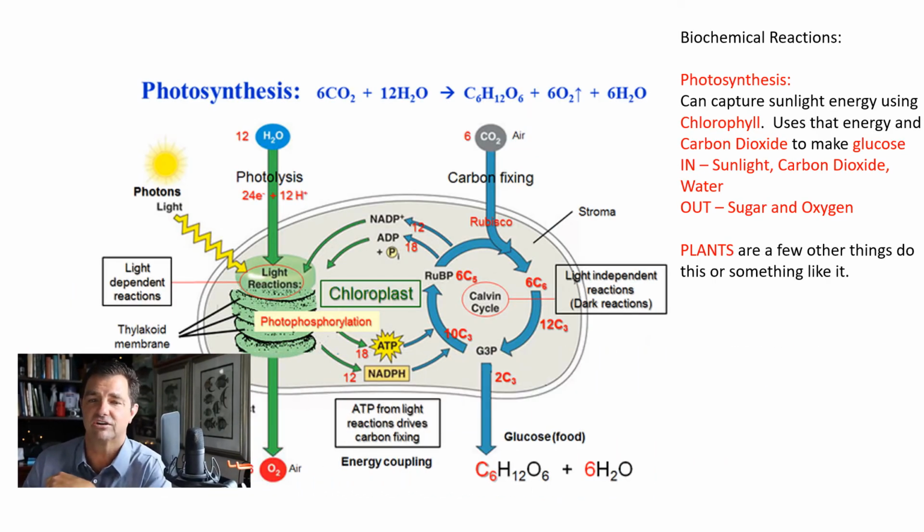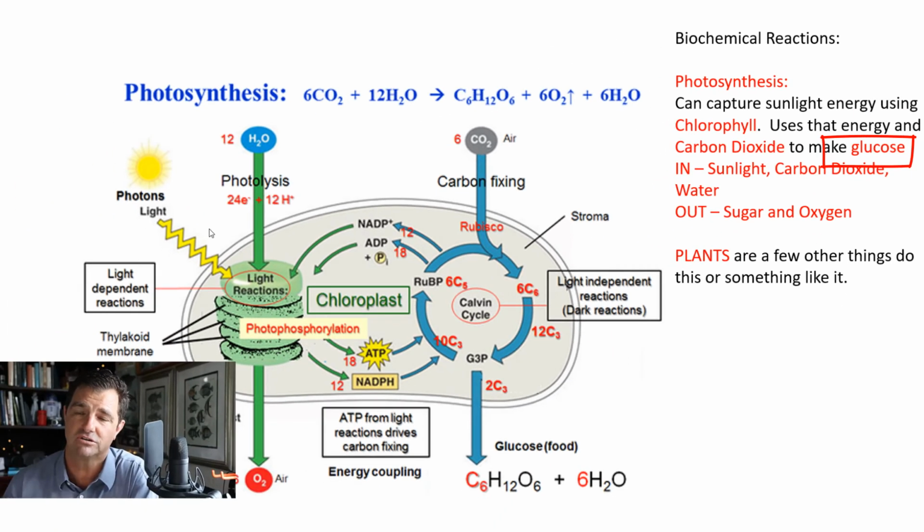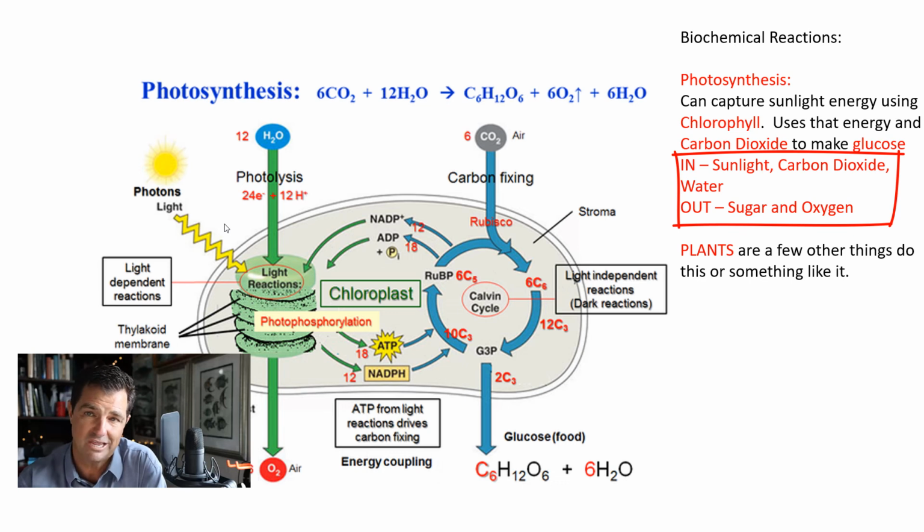Another set of reactions that is important, but doesn't happen in every living thing, is called photosynthesis. And you've heard of this, I'm sure, before too. What photosynthesis is, is a set of chemical reactions in which we can take sunlight energy, capture that energy using a special molecule called chlorophyll, and use the energy we've captured from the sunlight, along with carbon dioxide, to make glucose. Once again, there's a whole bunch of steps, and you don't need to worry about those. Instead, think about what goes in: sunlight, carbon dioxide, and water are the inputs. What comes out of that is sugar and oxygen.